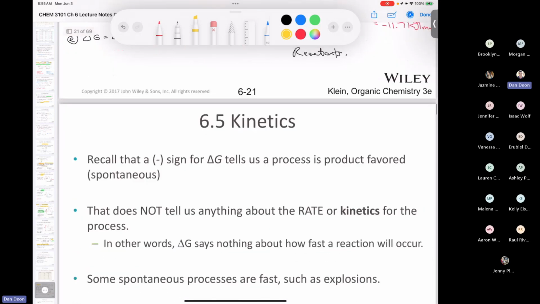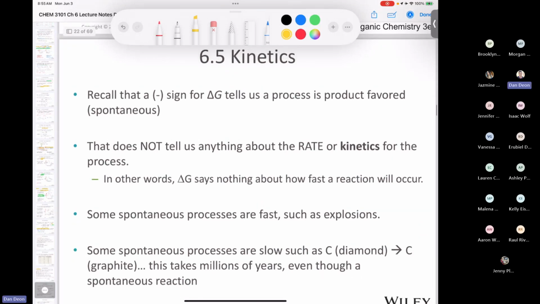Let's move on from there and let's talk about kinetics. Who remembers kinetics? Kinetics refers to the rate of the reaction. Speed is a type of rate, and there are many different types of rates. You could say speed is a rate, like the amount of miles per hour. It's a distance per unit time. So you can think about the rate of the reaction as being the fastness or the speed of the reaction.